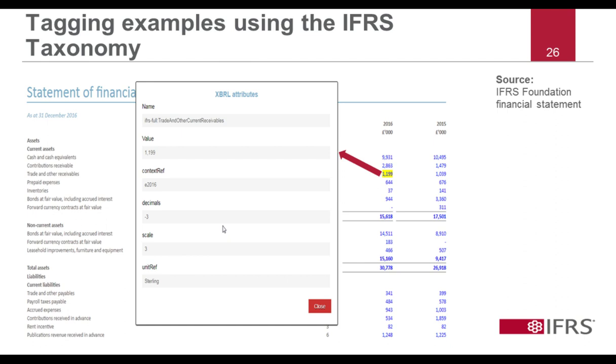The IFRS Foundation also demonstrates the use of the IFRS taxonomy by tagging its own financial statements. Our tagged financial statements are available in both XBRL and inline XBRL formats. And again, on the slide, we were trying to show you what information you will see when you click on the highlighted number, and that is related to trade and other current receivables.